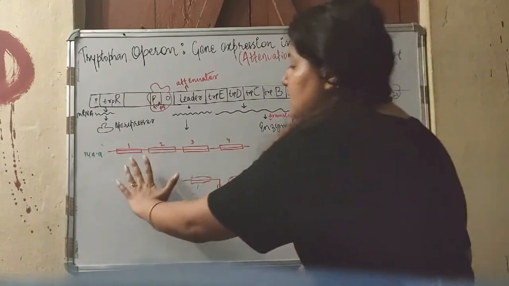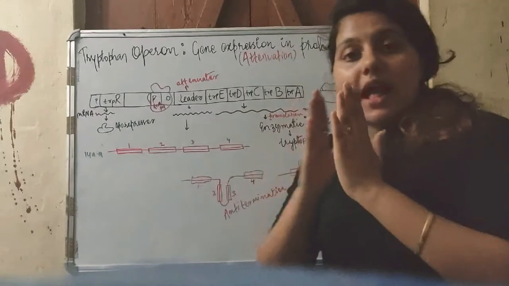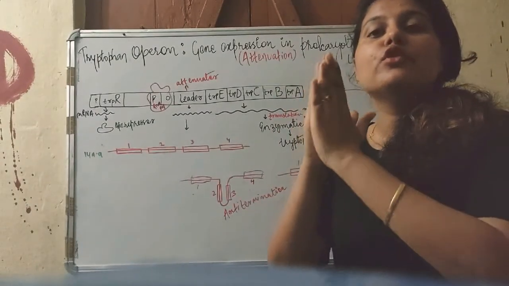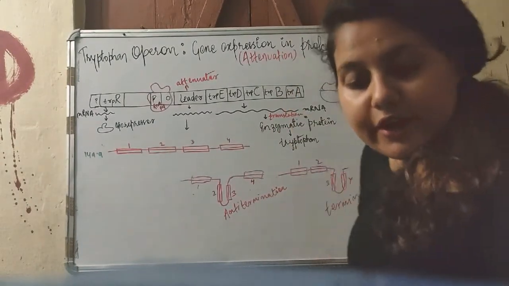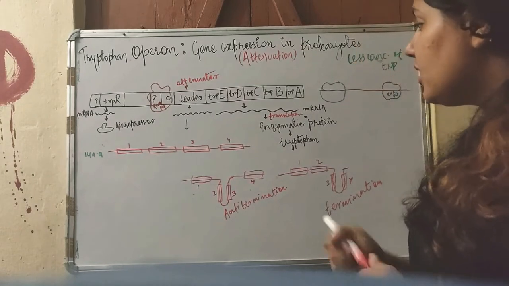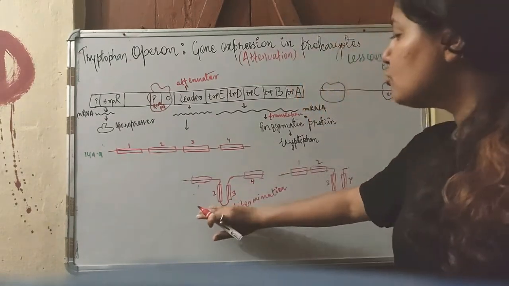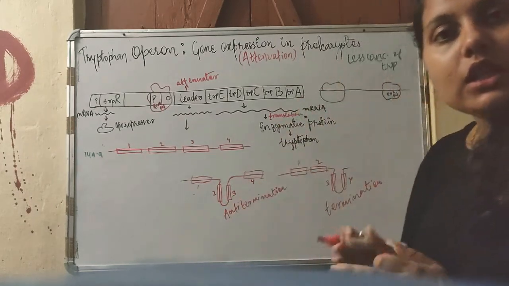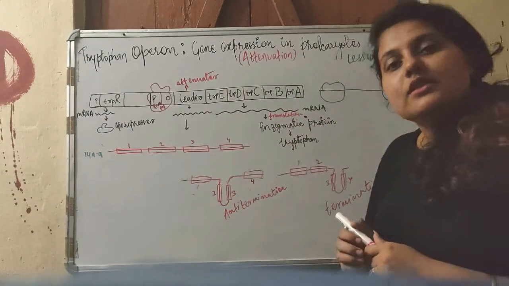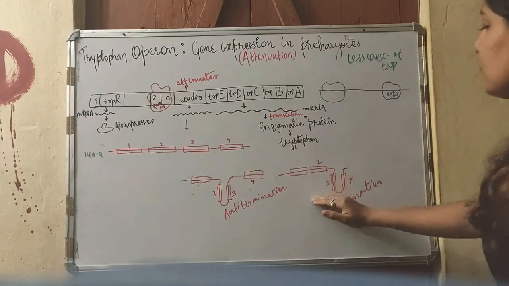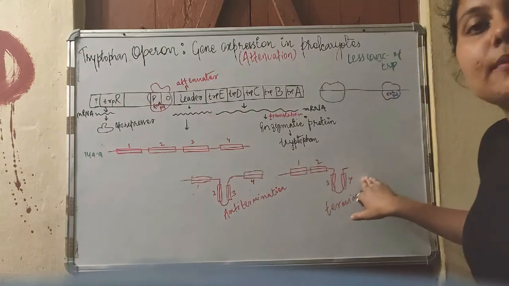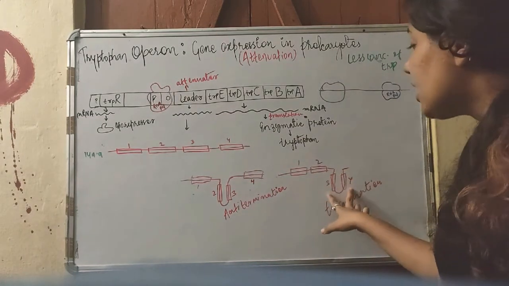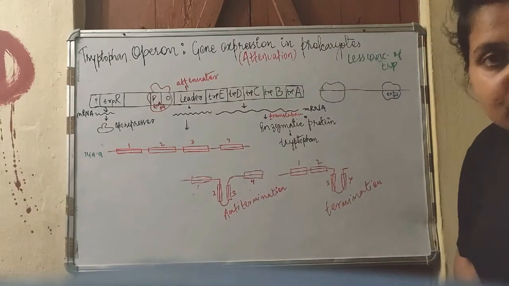Alright, now sequence 1 and 2 have the ability to pair with one another and form a hairpin kind of structure. Likewise, sequence 2 and 3 also have the ability to pair with one another and form a hairpin structure, and again sequence 3 and 4 also have the ability to pair with one another and form a hairpin structure.